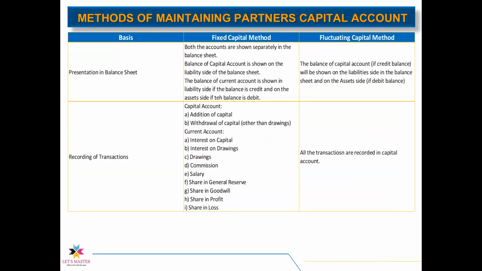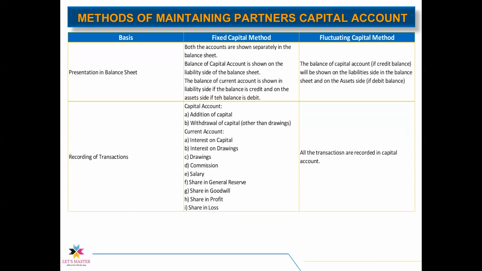Presentation in balance sheet. When the partner's capital account is maintained using the fixed capital method, then both the accounts are shown separately in the balance sheet. The balance of capital account is shown on the liability side of the balance sheet because it will always have a credit balance. The balance of current account is shown on the liability side if the balance is credit, and it is shown on the asset side if the balance is debit.